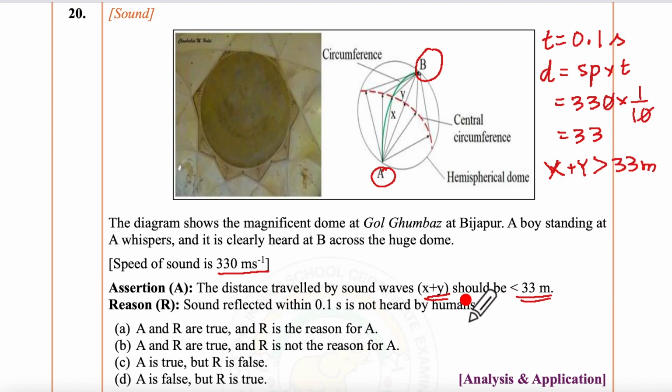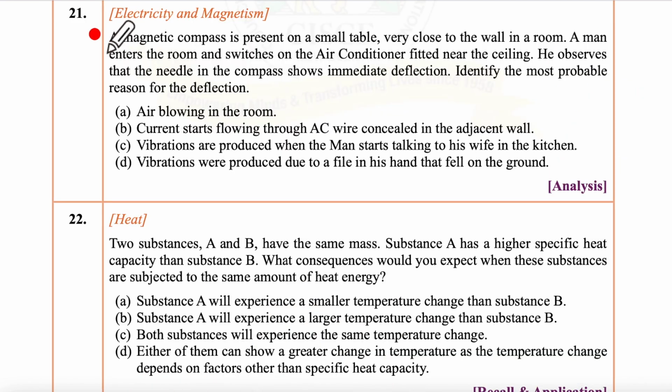What did they say? That it should be less than 33. How can you hear the reflection of sound if it has reached there in less than 0.1 second? So this one is false. The sound reflected within 0.1 second is not heard by humans. Yes, this is correct because the audibility range is more than 0.1 seconds in order to hear the echo. So this is false, this is true. This is option D.